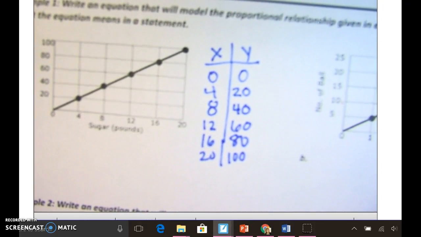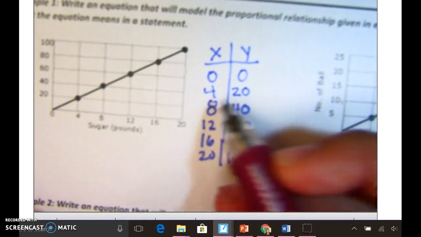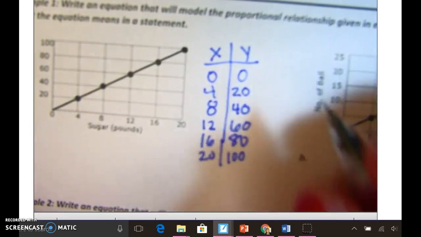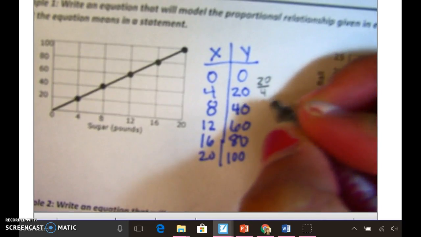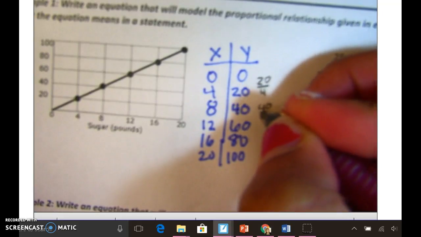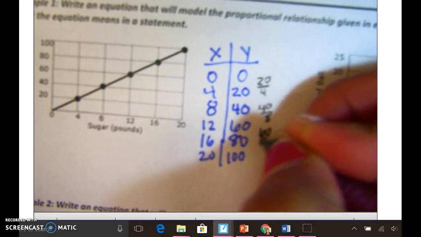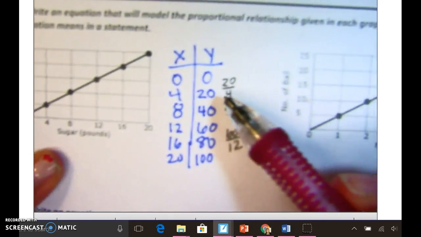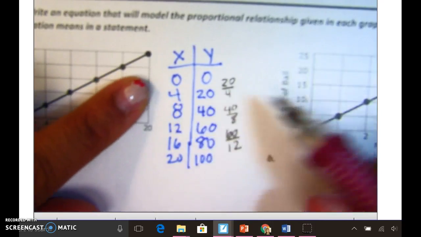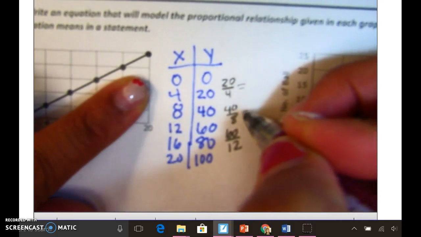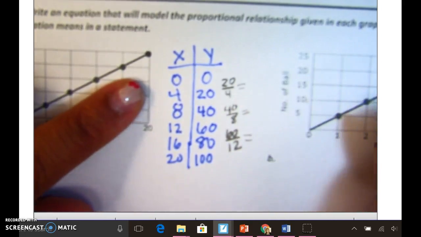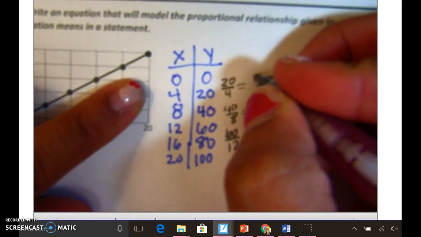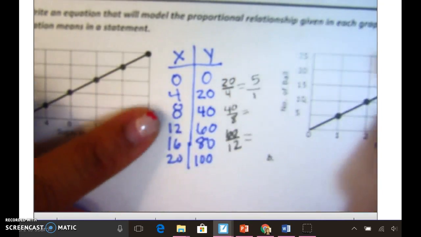Now we're going to try to determine what the constant is. How is y changing as x is changing? Well, I can make a ratio: 20 over 4, 40 over 8, 60 over 12. I can put every y over its x value, and they should all reduce to the same thing. What is 20 divided by 4? It's 5, or 5 to 1.